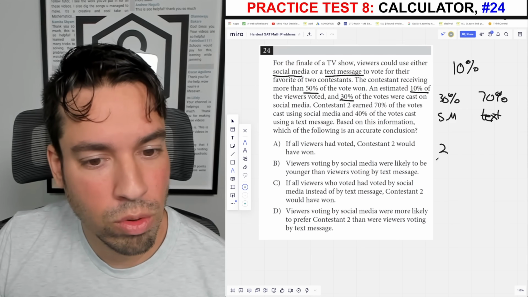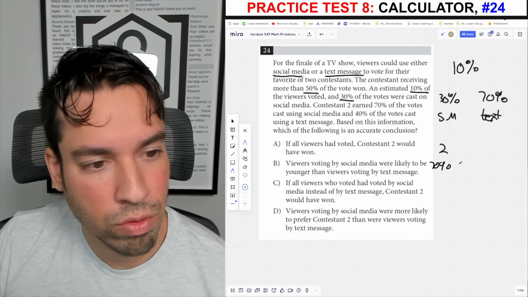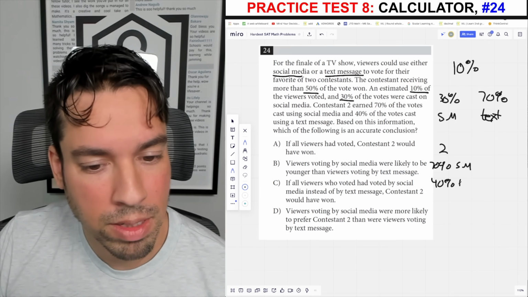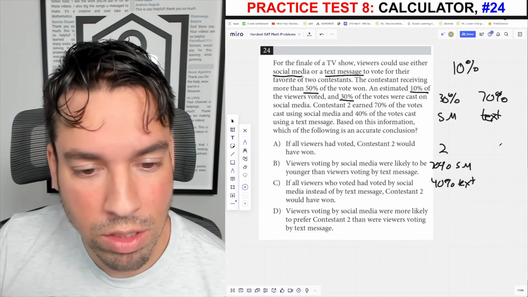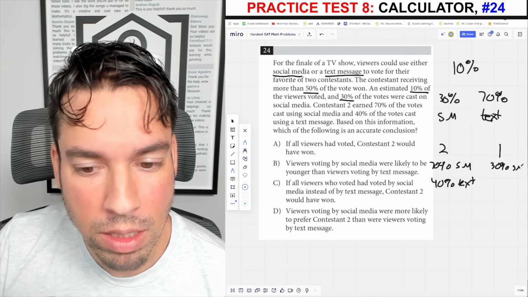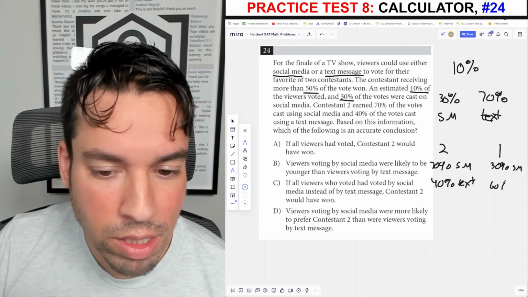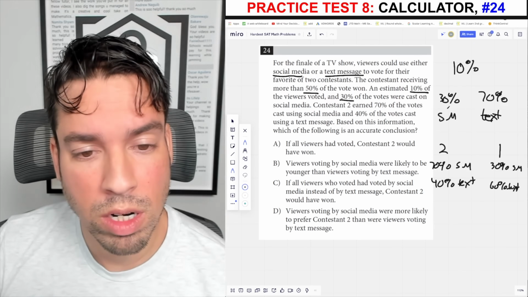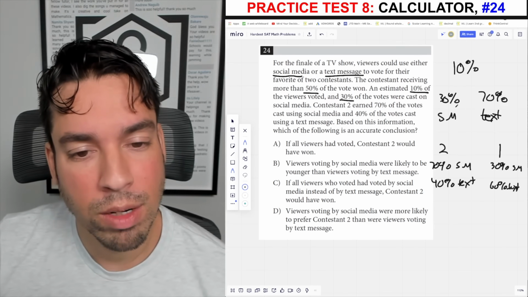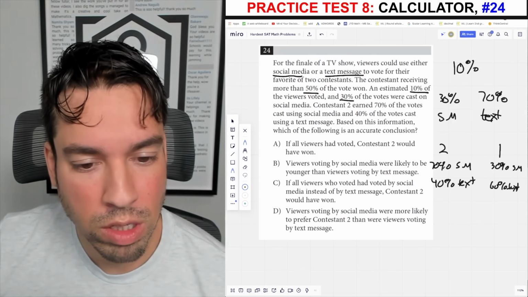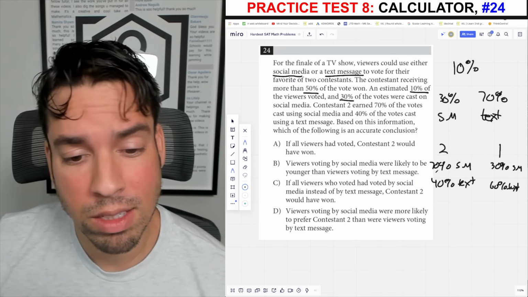So contestant 2 got 70% of votes from social media and 40% of the votes from text. We can then deduce from this, since there's only 2 contestants, that contestant 1 got 30% social media and 60% text. Now we can right away figure out who won and lost because we can almost treat this as if we got 30 votes and 70 votes and so on. So we can do the calculations even mentally, honestly.